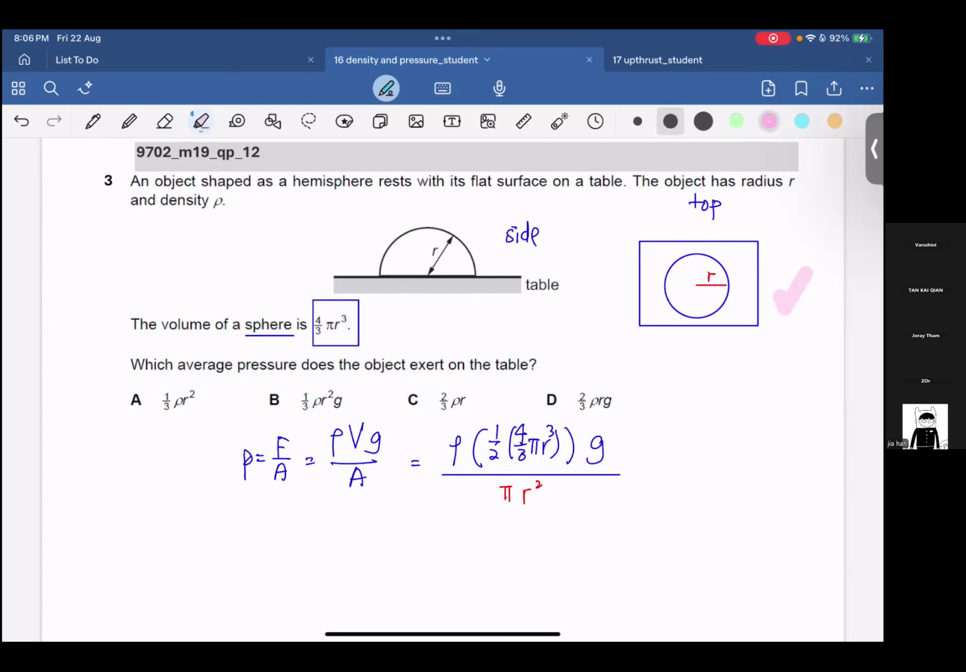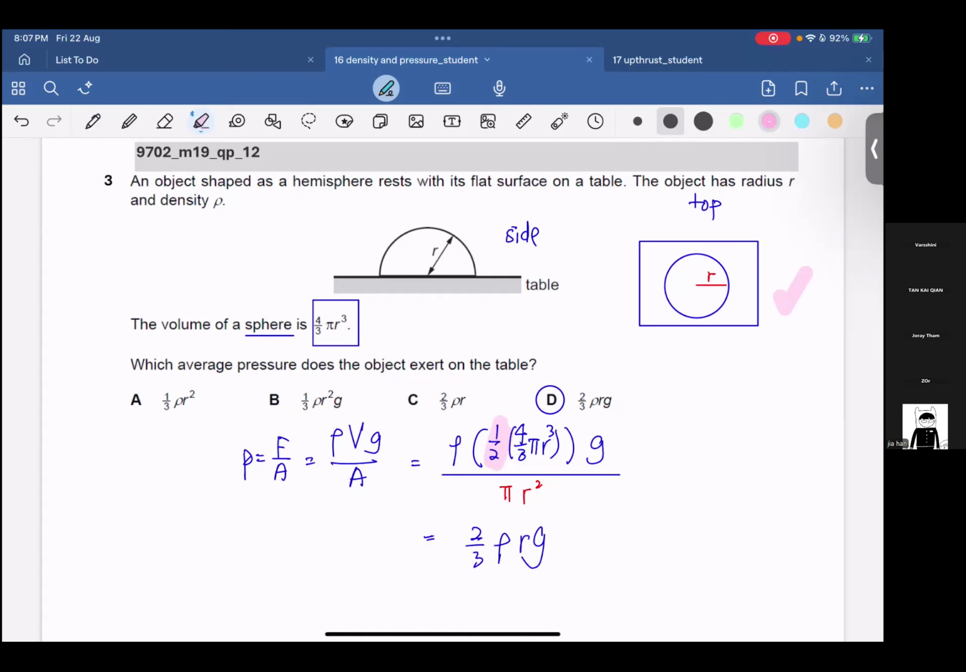So here, this one equals 2/3 ρ r g, or just rearrange ρ r g. Okay, settled. So the answer is donkey. Here actually is just testing on you. Do you know that the volume has to be half of it? Do you know that the area is pi r squared?